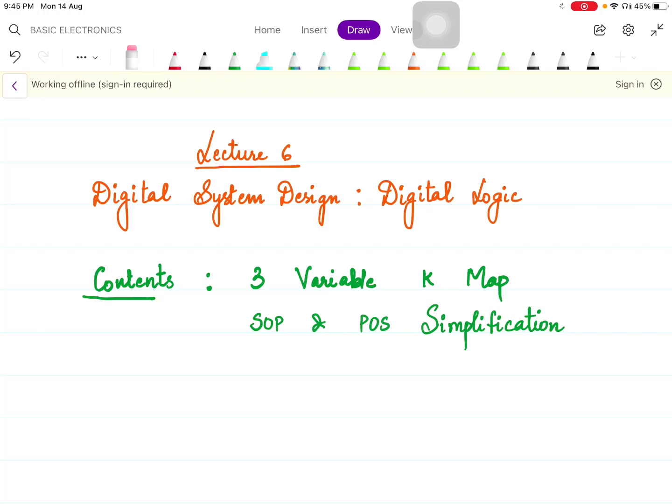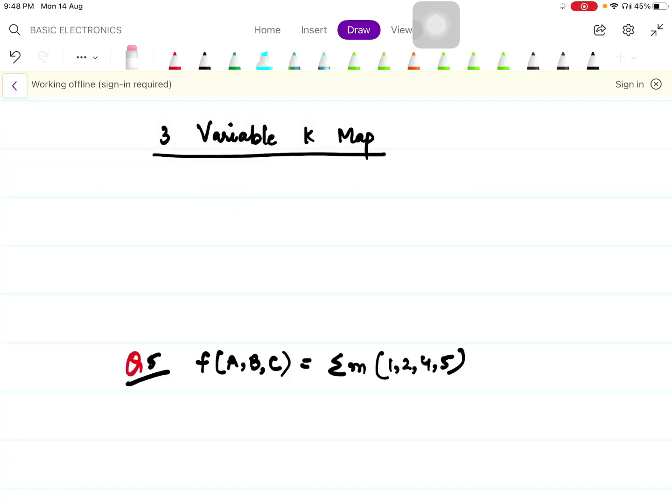We were discussing Module 1, that is Digital Logic, and the content of today's lecture will be three variable K-map, and there we will also understand what is the concept of SOP and POS simplification. Let us begin from three variable K-map. First of all, we will start with the structure of three variable K-map.